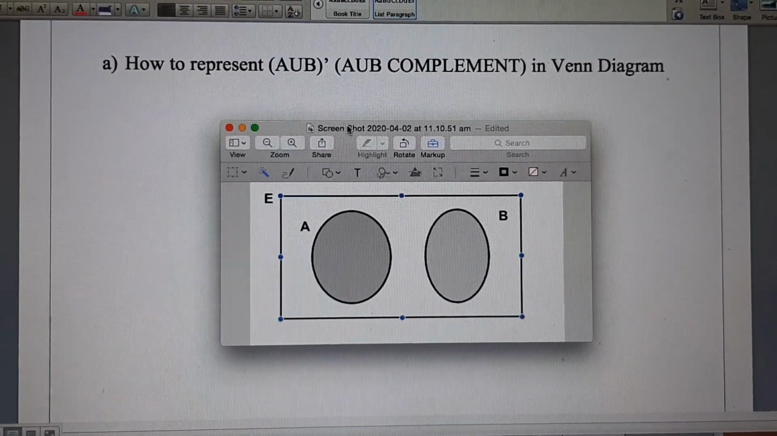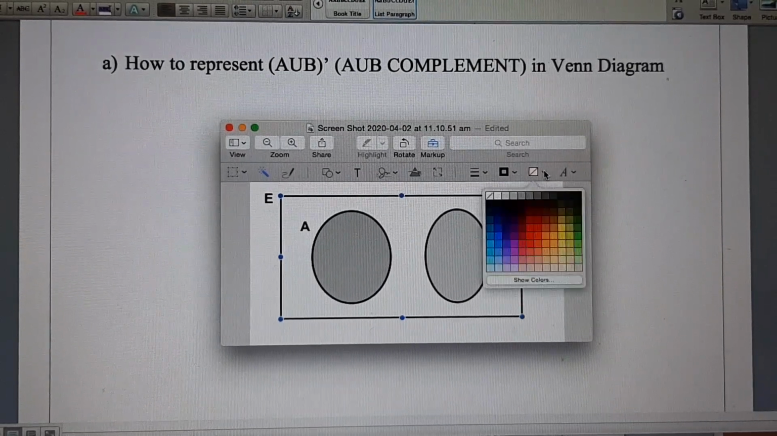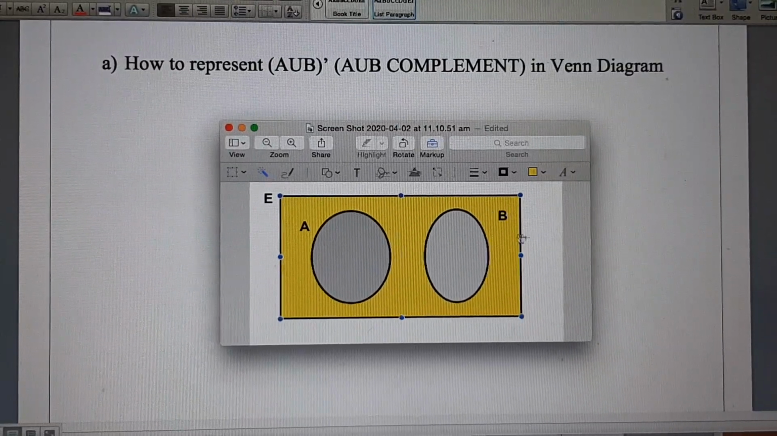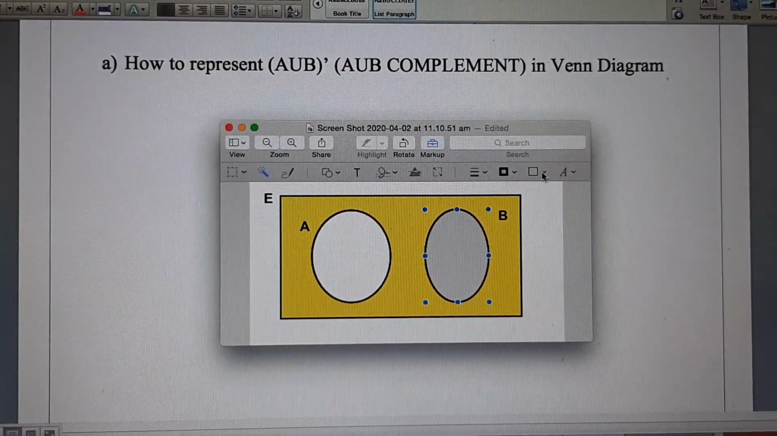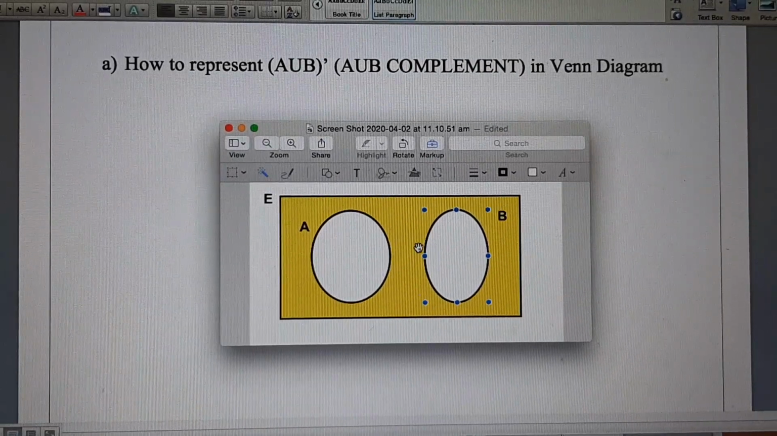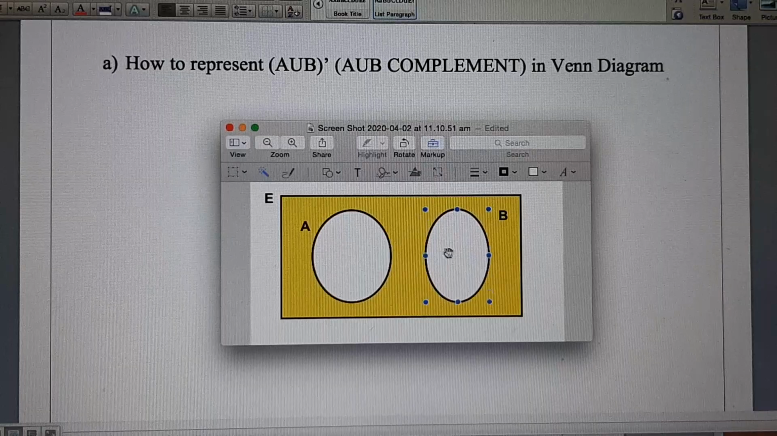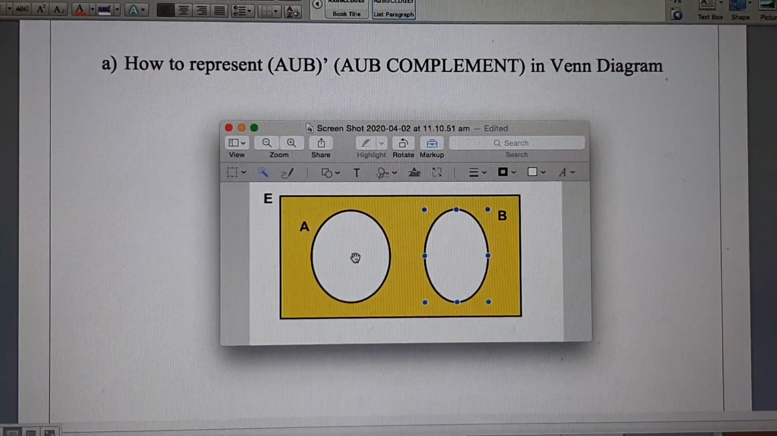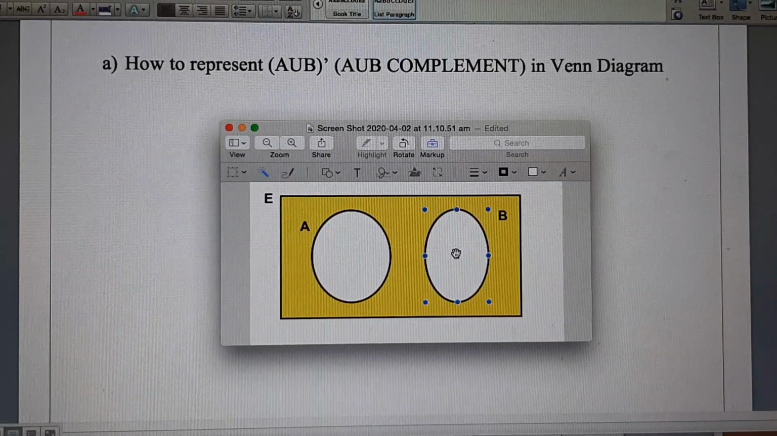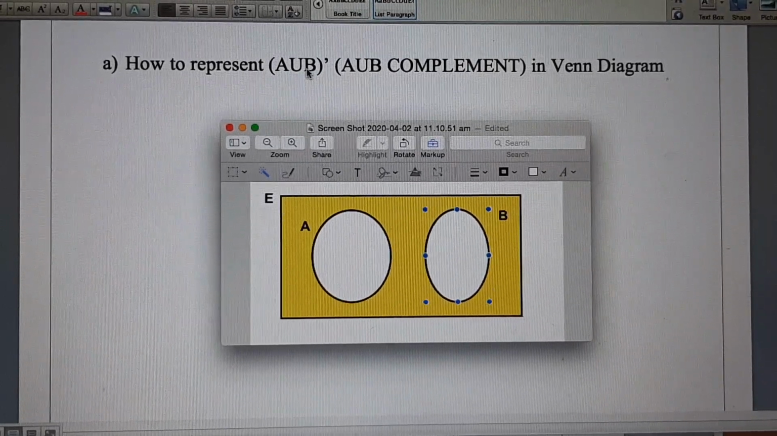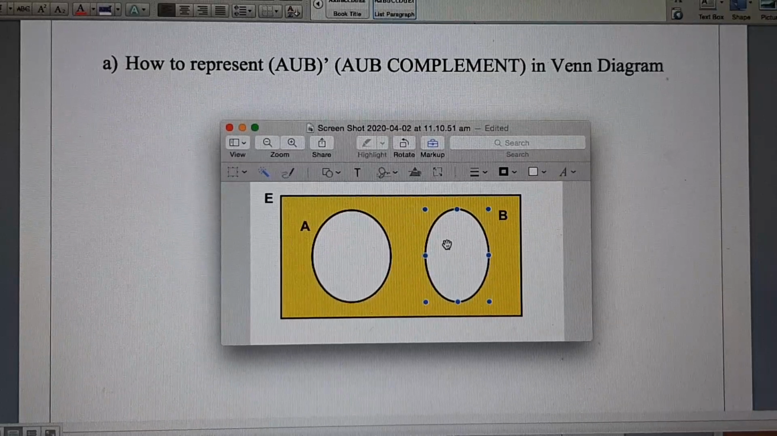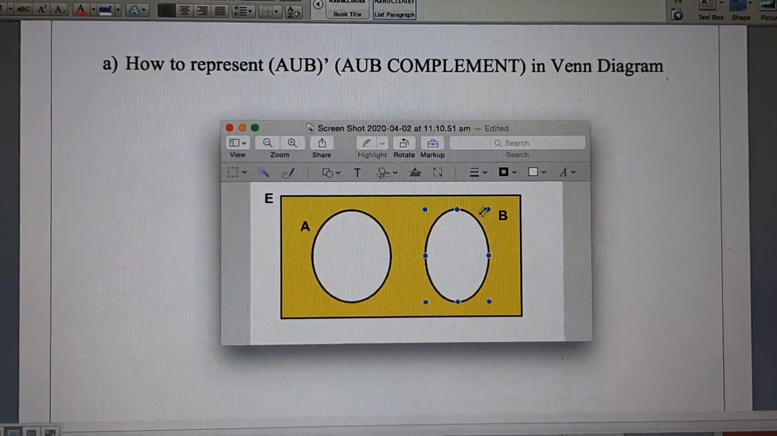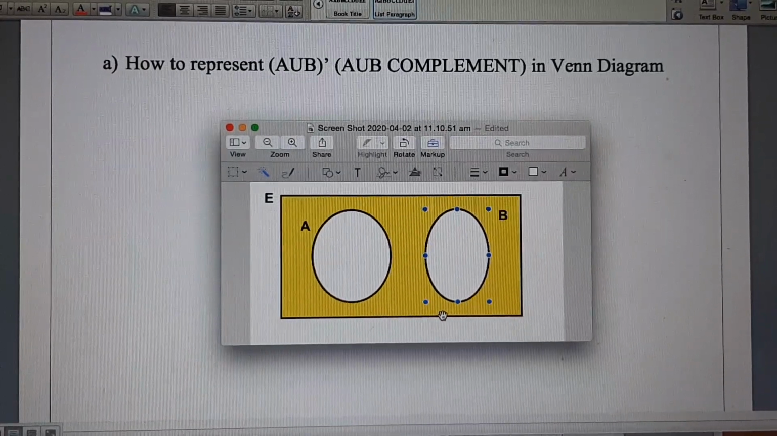However, for A union B complement, you are not supposed to shade A and B. So I am now going to shade the region other than A and B in case of complement of A union B. Now this is the complement of A union B. So A union B means A and B complete circles, while the complement of A union B means the region other than that included in A and B. So the region outside A and outside B within the rectangle will be shaded in this case.